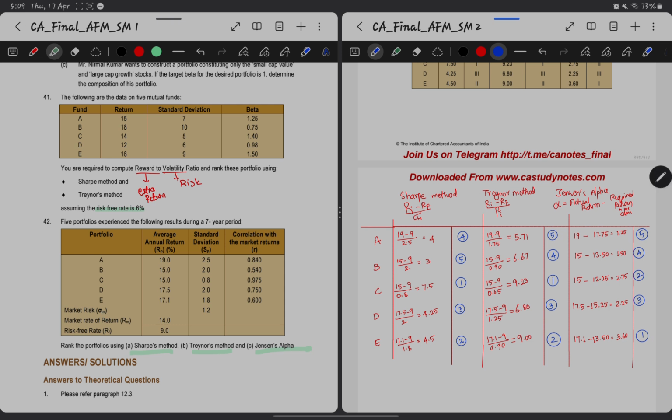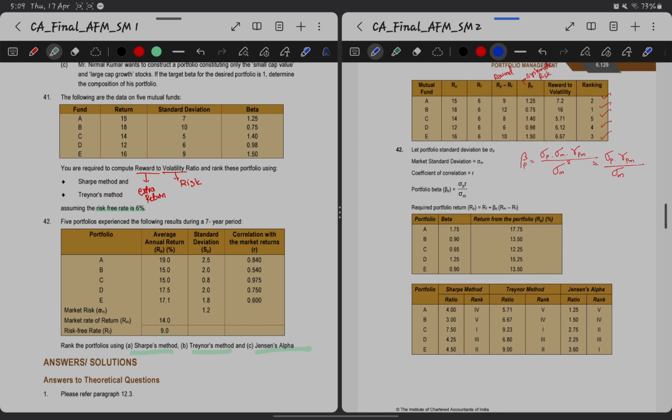And the market risk, nothing but the standard deviation of the market, is given as 1.2, and the market rate of return is given as 14, and the risk-free return is 9%. Rank the portfolios using Sharpe model, Trainers model, and then Jensen's alpha. In the previous video we have clearly seen what is Sharpe model and Trainers model for the 41 sum. So we'll majorly focus on this Jensen alpha.